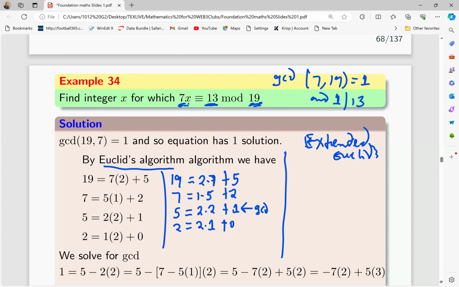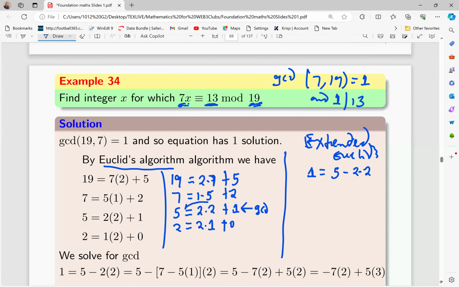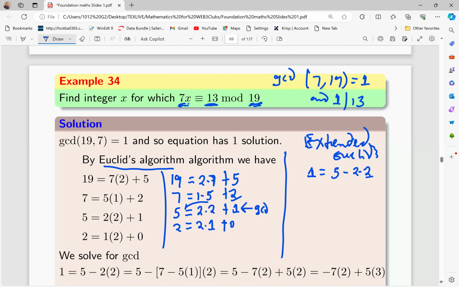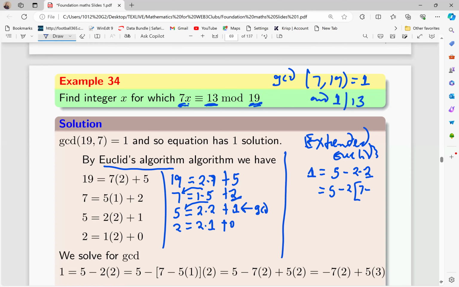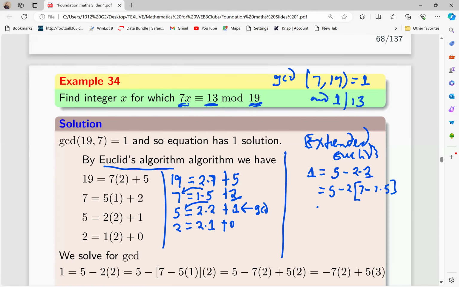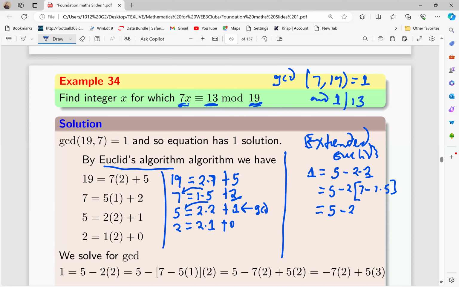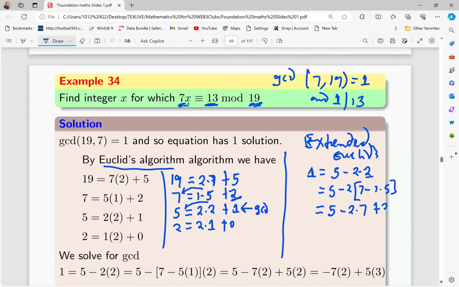So what is 1? Take this to the other side of the equal sign. It will be 5 minus 2 multiplied by 2. Replace these 2 by these 2. So this will be 5 minus 2 multiplied by, what is this 2? This 2 is 7 minus 1 multiplied by 5, when you take this to the other side of the equal sign. So this then gives us 5 minus 2 multiplied by 7, minus times minus, positive 2 multiplied by 5.